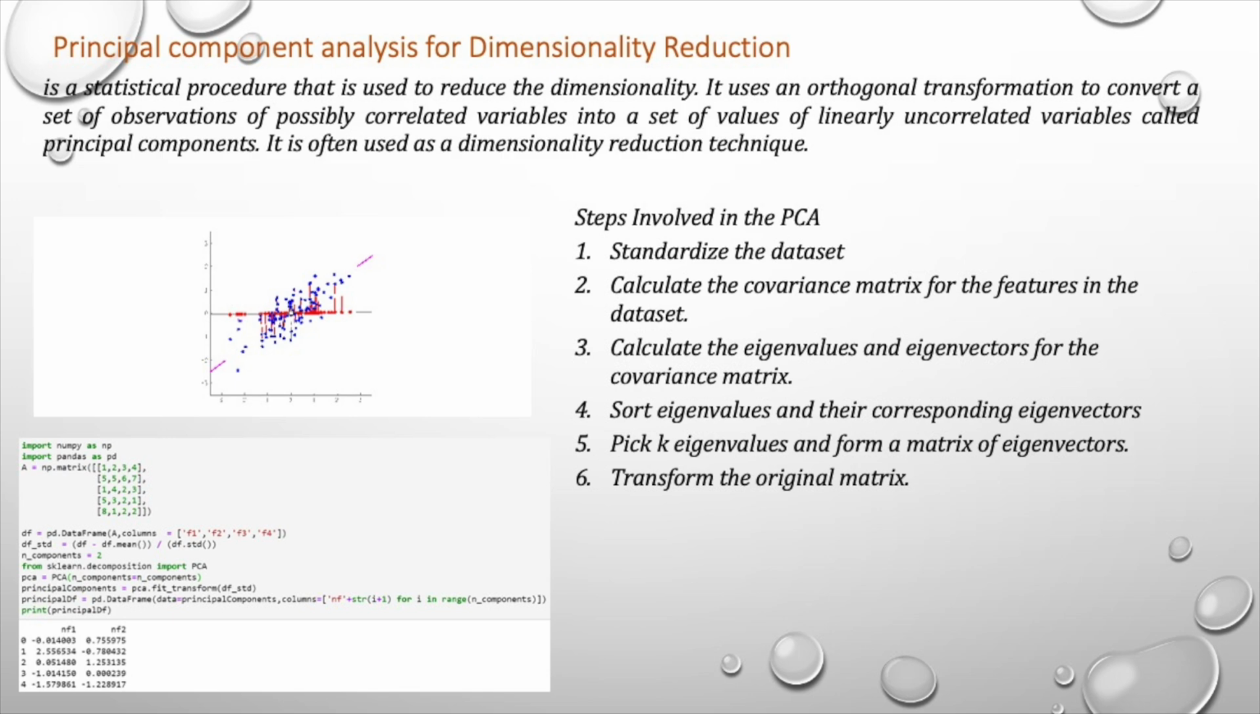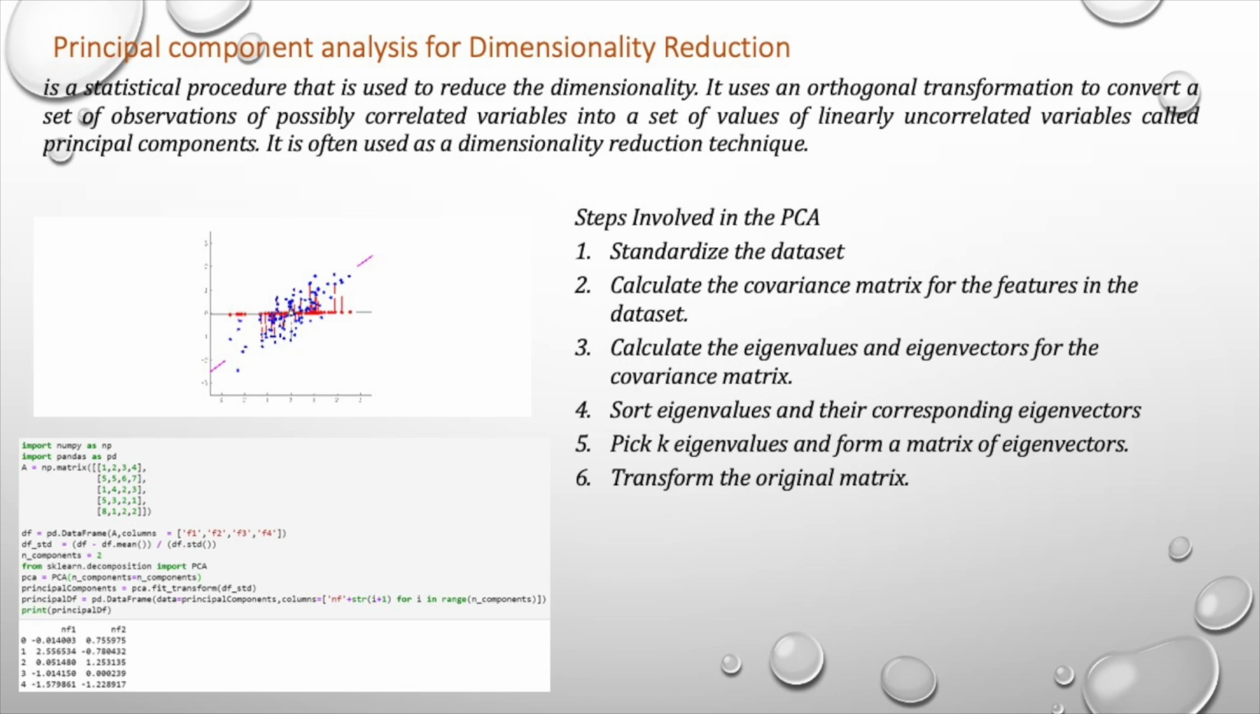It uses an orthogonal transformation to convert a set of observations of possibly correlated variables into a set of values of linearly uncorrelated variables called principal components. It is often used as a dimensionality reduction technique. Step 1. Standardize the dataset. We need to calculate the mean and standard deviation for each feature. We use mean and standard deviation for data standardization.